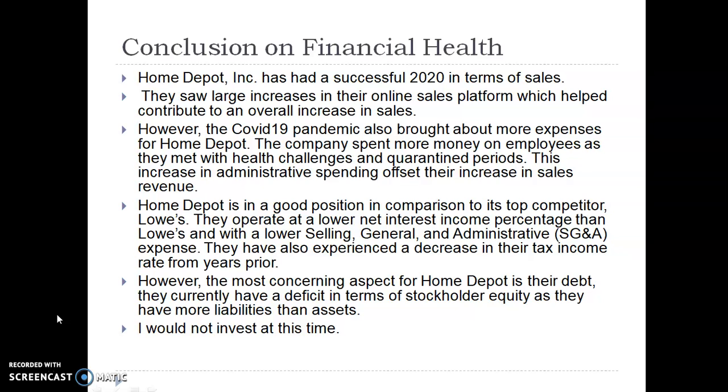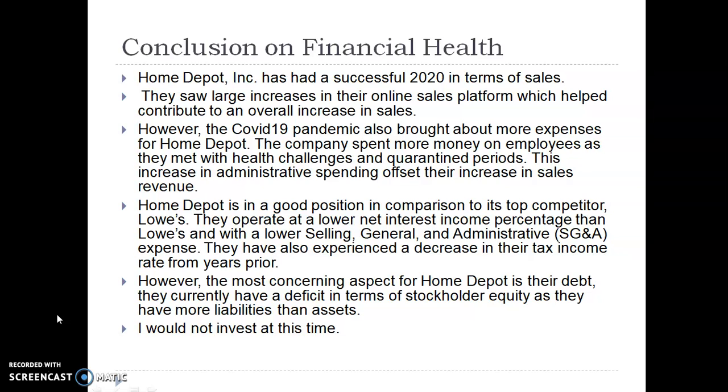However, the pandemic also brought about some more expenses for Home Depot, which offset a lot of those good things. They had to spend more money on employees as they met with health challenges and quarantine periods. And so this increase in spending offset their sales and revenue.